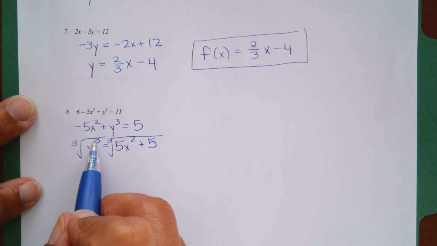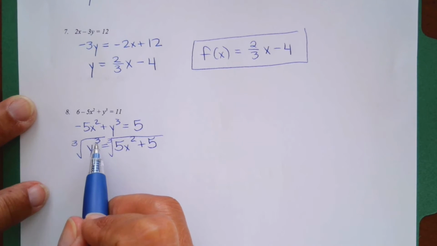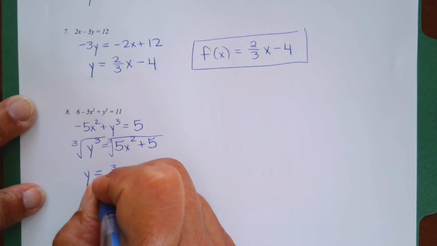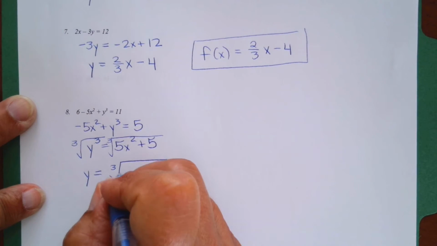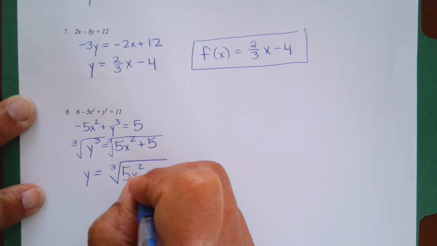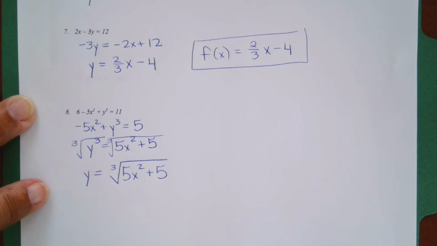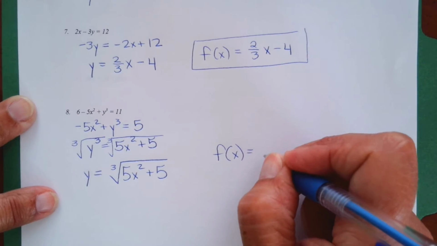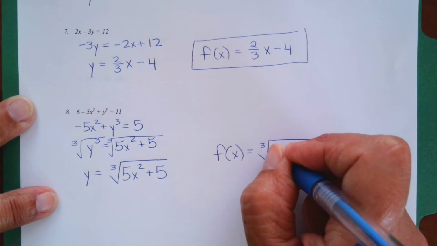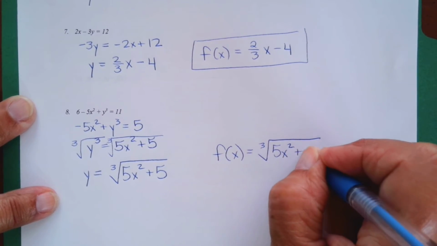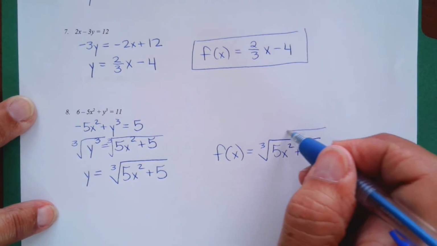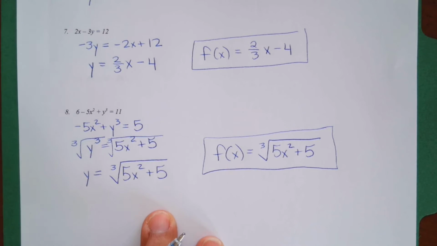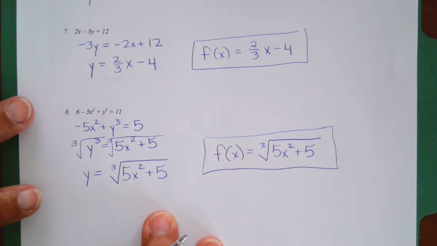So this undoes that, just like squaring a square root, right? So that undoes that, leaves you y. And then over here, we're ending up with the cube root of 5x squared plus 5. So there's your function. So we can replace the y with that notation and have the cube root of 5x squared plus 5. Okay, so that's function notation.